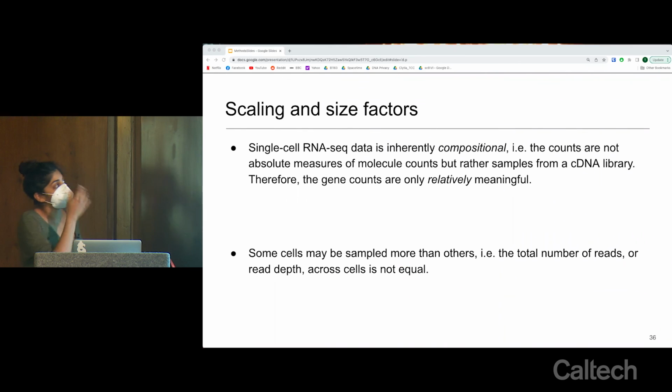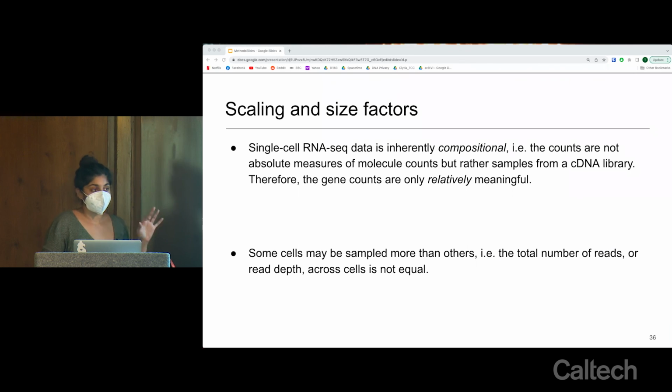And so there are other normalizations that people tend to do on data. Some of these are very common, especially before you do differential expression analysis, where you are looking at DE between genes, which genes are differentially expressed in one cell type versus another cell type.